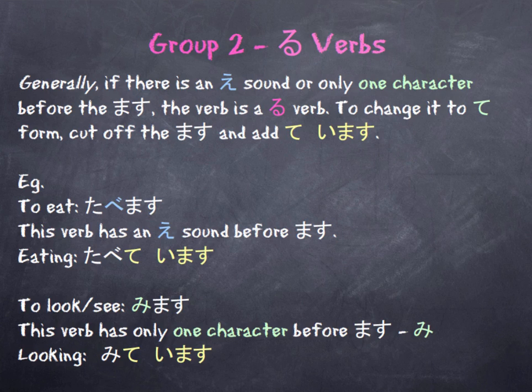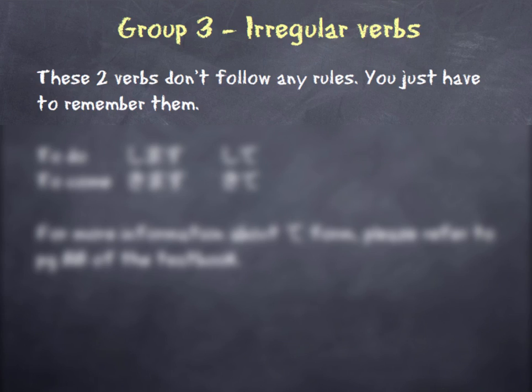Again, we can see this following example, to look or to see is mimasu. And in this case, the verb has only one character before masu, and that's the character mi. So again, what we do is we chop off the masu and we attach te. So looking becomes mite imasu.